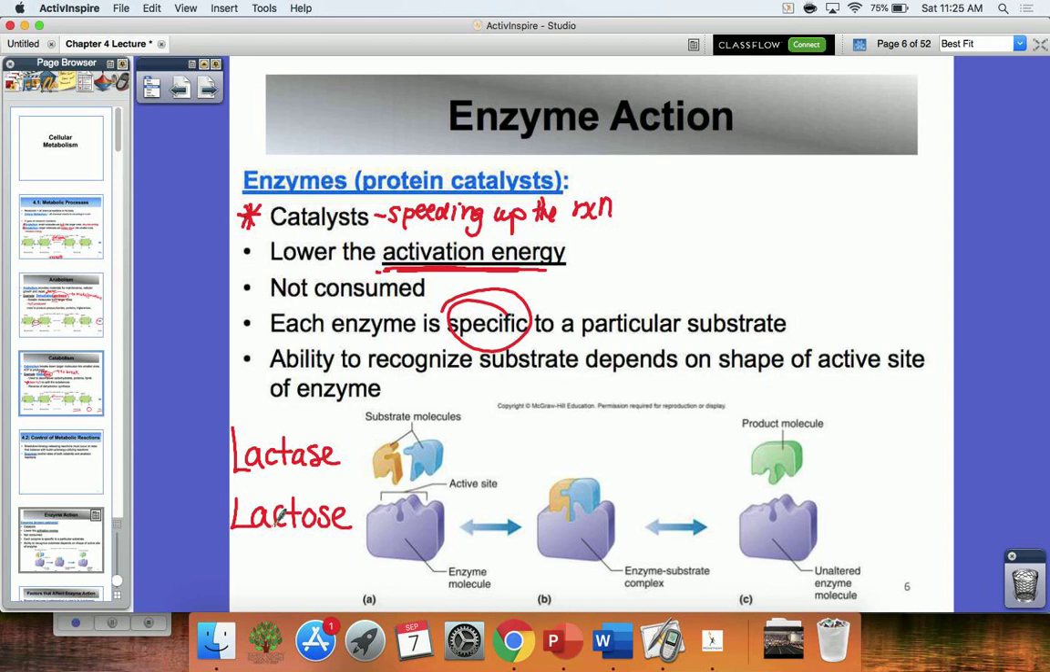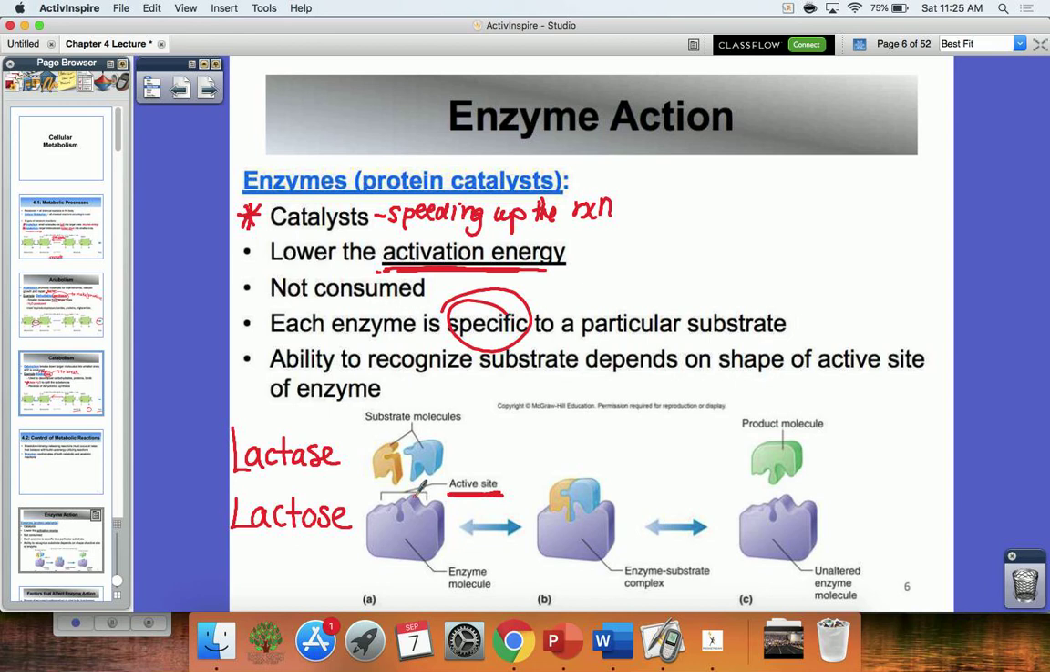Another thing that we need to know is that the enzyme has a couple of parts. One part of the enzyme that we need to know is the active site. The active site is going to be the area that the substrate binds to the enzyme. The active site is part of the enzyme, and this is what the substrate binds to.